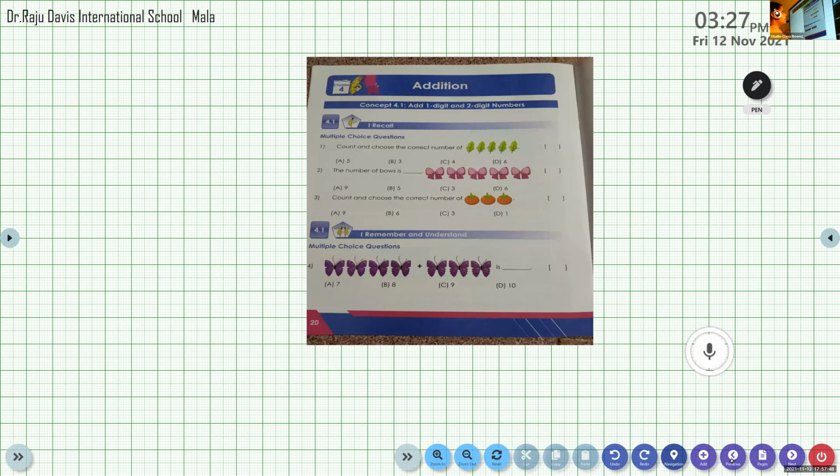And here we have the multiple choice questions. So let's start. Which book? Workbook part 1, page number 20. And here we have multiple choice questions. And here we have the first one. Gayatri, it's textbook. I asked workbook.